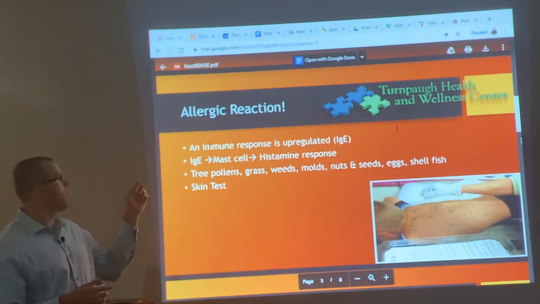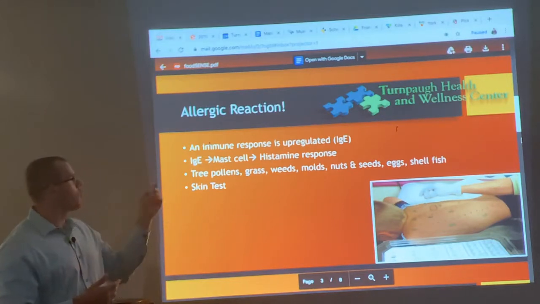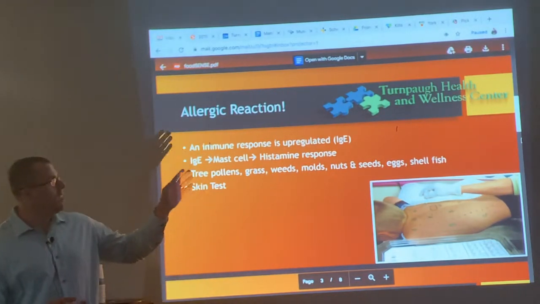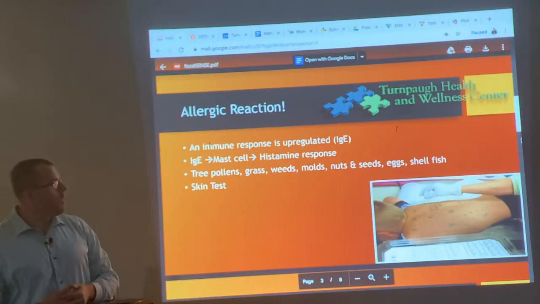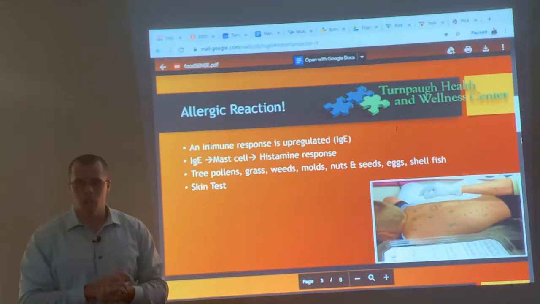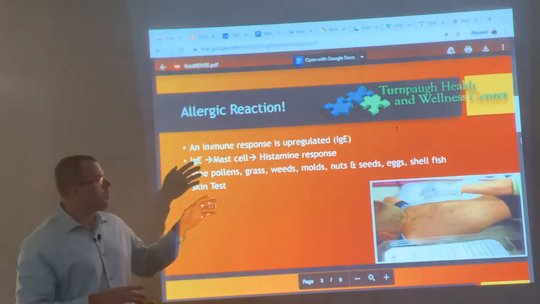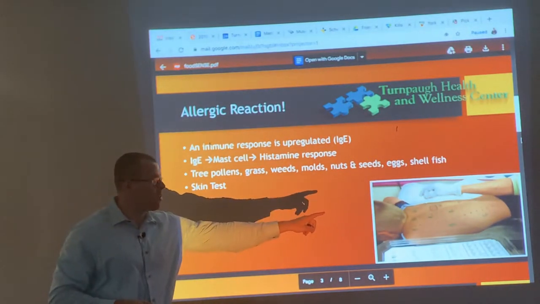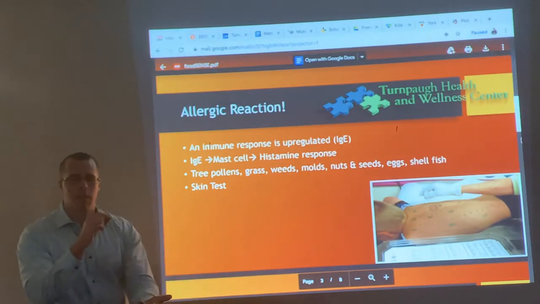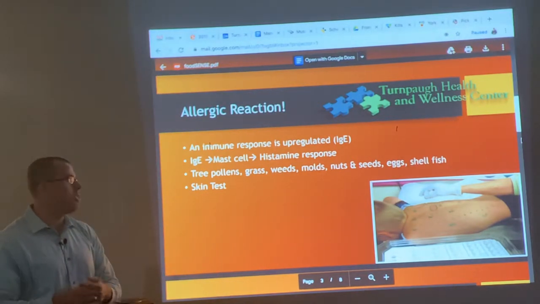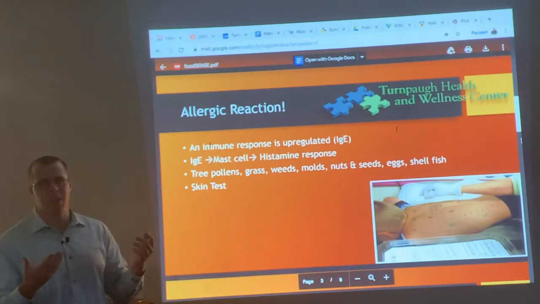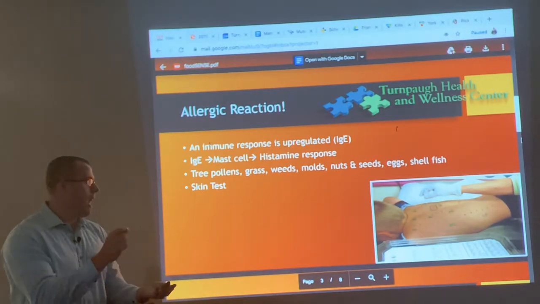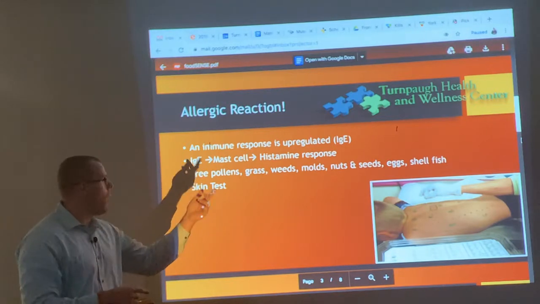And typically what we see here most commonly are tree pollens, grass, weeds, molds, nuts, seeds, eggs, shellfish. These are just various allergens. And the common testing for an allergy is going to be your typical skin prick test for an IgE response. So basically what they do is they put some type of diluted solution, whether it be tree pollen, grass, various allergens.